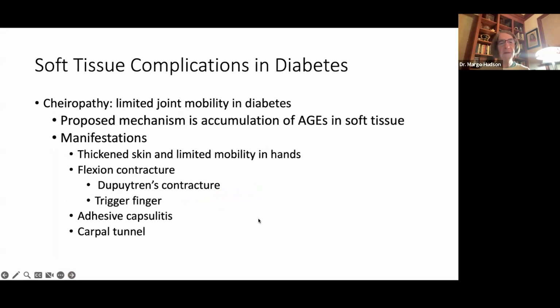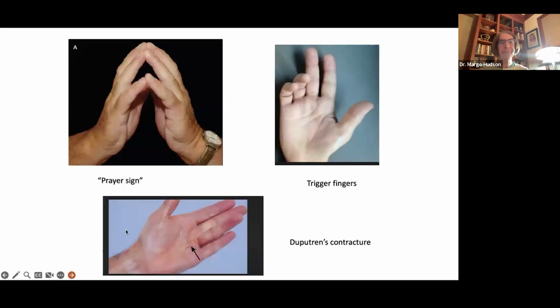Now, to the part of the talk that I feel you probably are least familiar with, soft tissue complications in diabetes. So cheiropathy is the term given to limited joint mobility in patients with diabetes. It's felt to be due to the accumulation of advanced glycation end products in soft tissues. It can be manifested by thickened skin and limited mobility in the hands. I'll show you that. Flexion contractures such as Dupuytren's and trigger finger. Adhesive capsulitis. I don't think this is recognized enough as a complication of diabetes, and carpal tunnel. So here is cheiropathy, prayer sign.